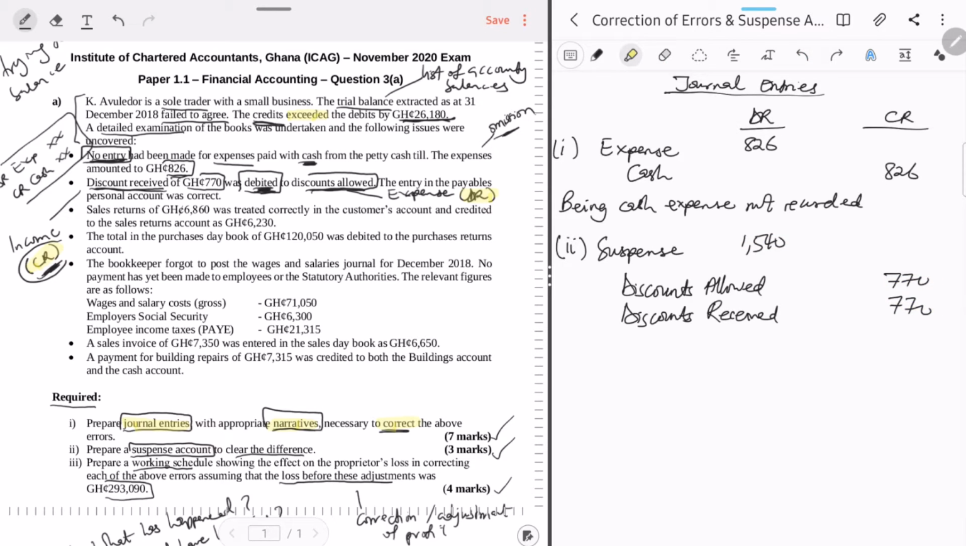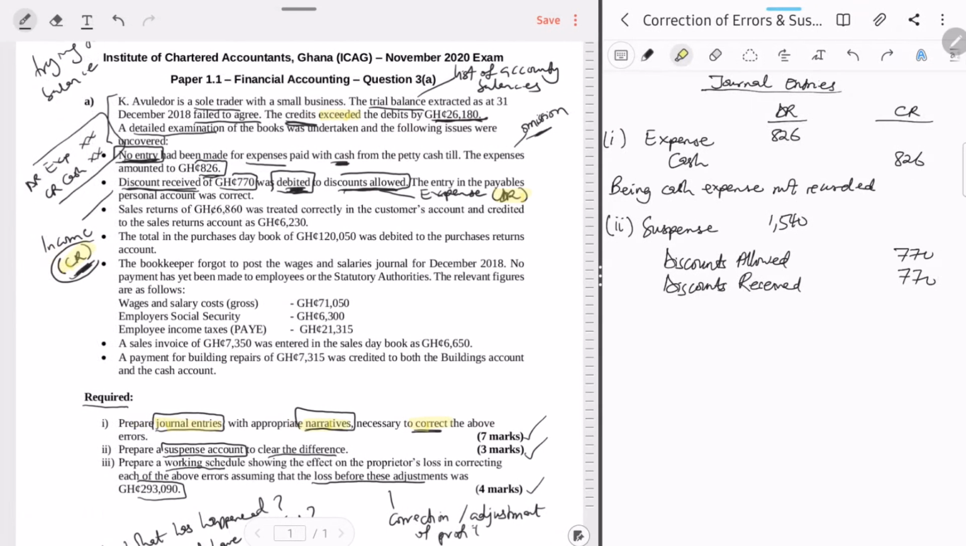So this is it. Suspense, you've seen one use of it. You are not sure where to take the figure. There's no clear double entry. Take it to suspense account. Okay. So we've seen two entries so far.